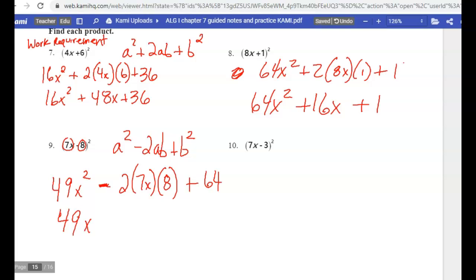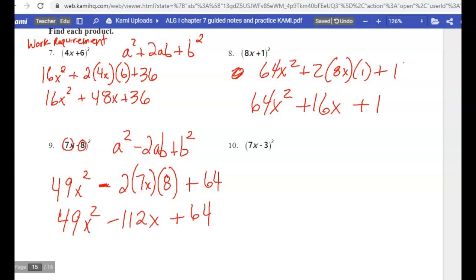So you end up with 49x squared. 2 times 7x is 14x. 14 times 8 is 112. So we are subtracting 112x. And we're adding 64. If I made this a negative 8, then I would have two negatives, and it would equal a positive, which we don't want. Last one, 7.